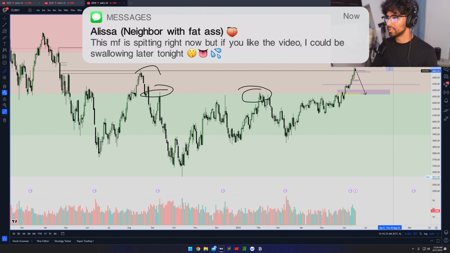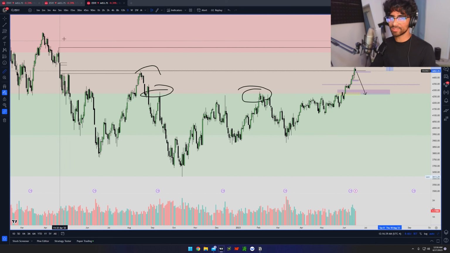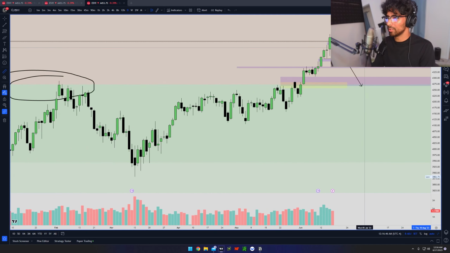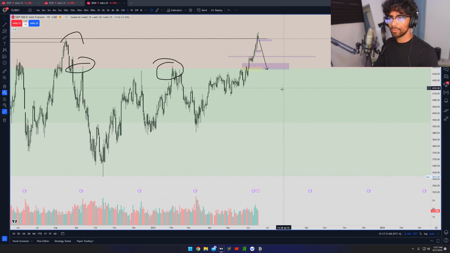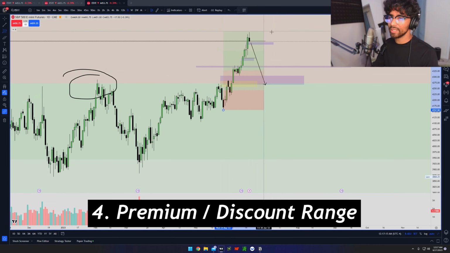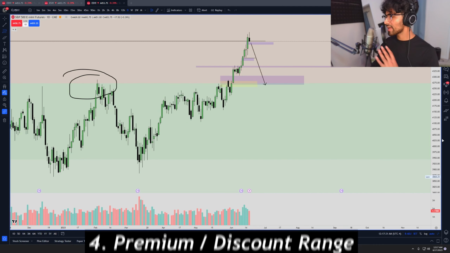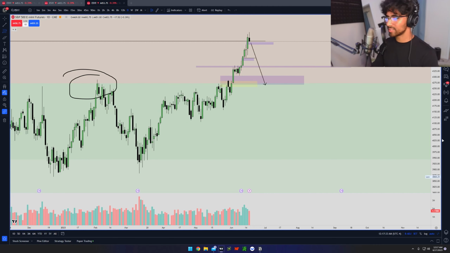Like the probability of us jumping up 180 points just to seek out this buy side, are you being dead ass right now? Like what would the market want to do? Go up 180 points or just go down 73 to take this? What's the dealing range looking like? We're in a deep ass premium. With all that combined, what are we expecting price to do?